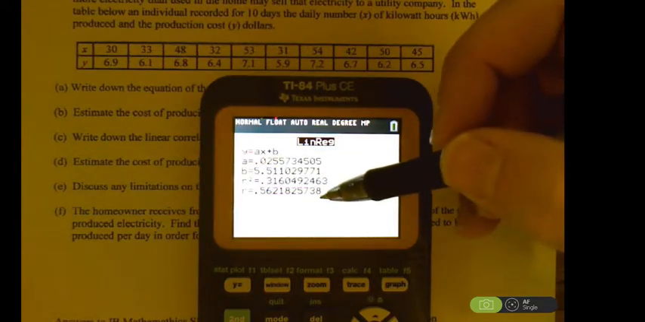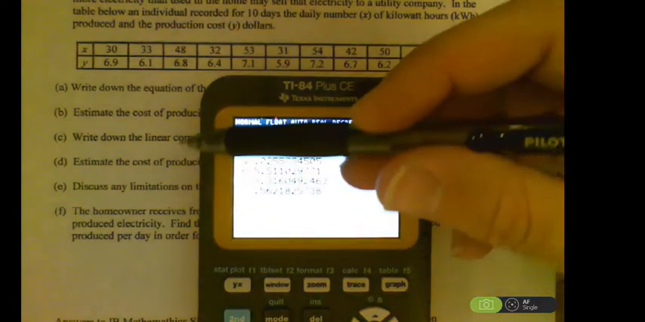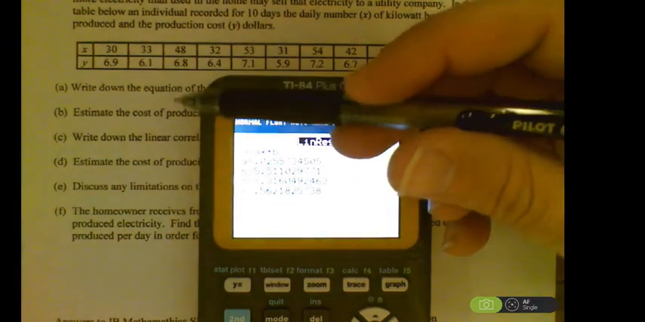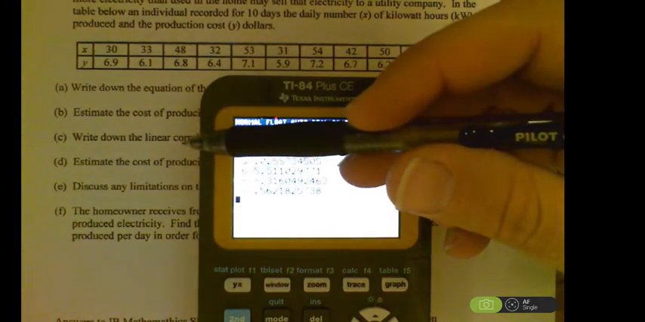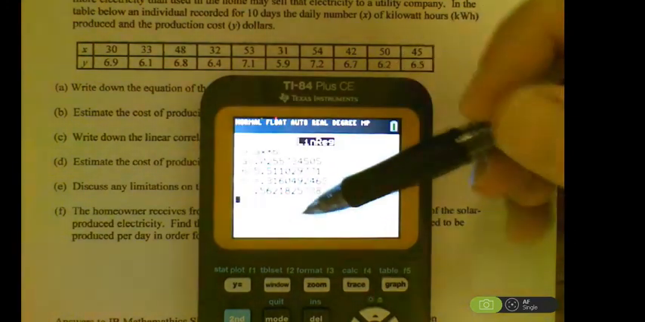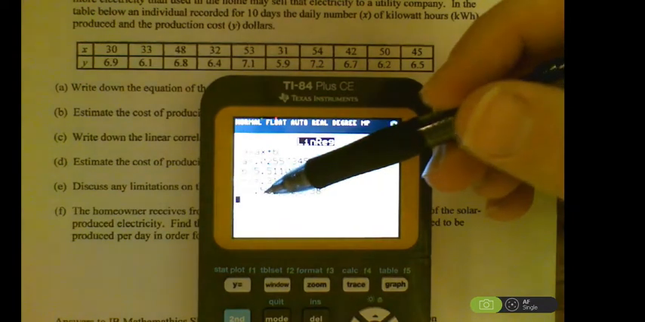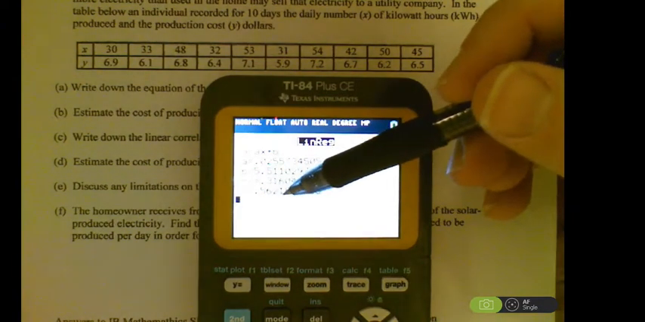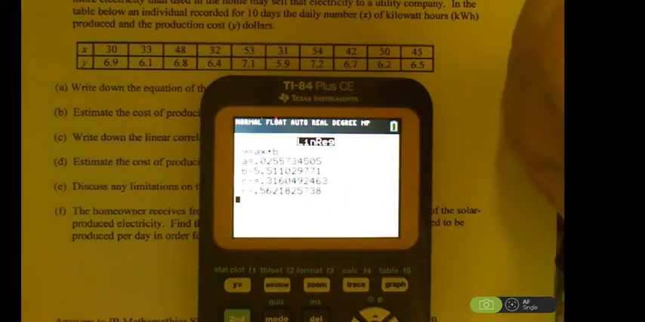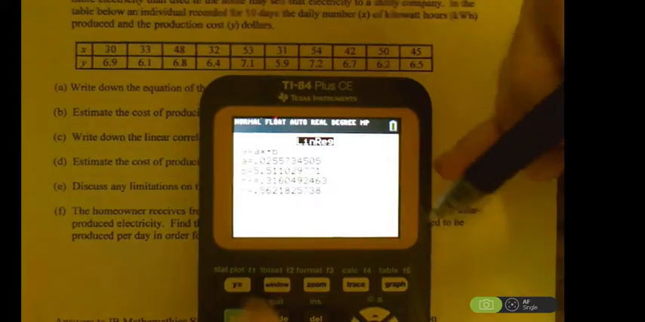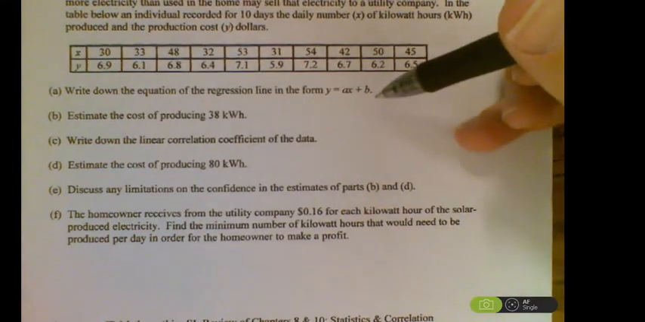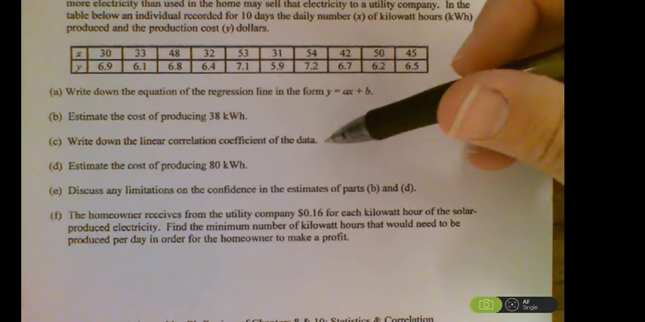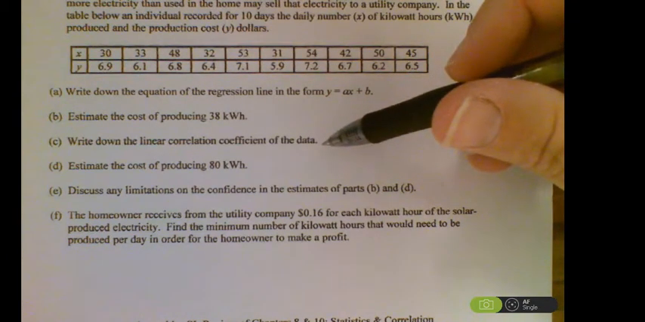And then you also get the correlation coefficient on this page as well. So that's why these always come together: the regression line and the correlation coefficient are both found on the same page. So about 0.562 would be the correlation coefficient, or the r value, for that one. That's where we got the regression line for that, as well as the correlation coefficient.